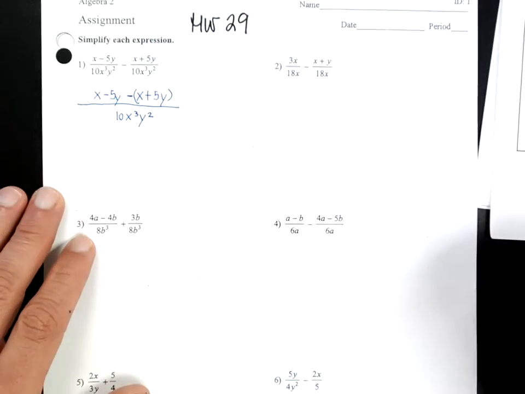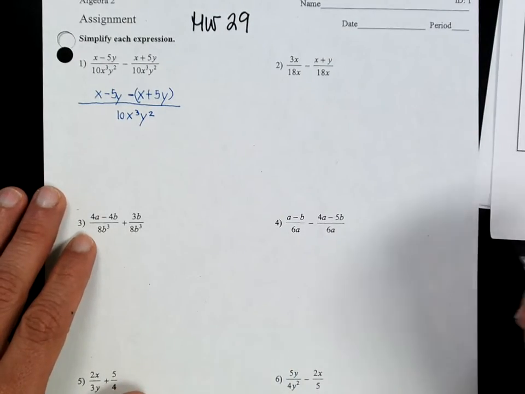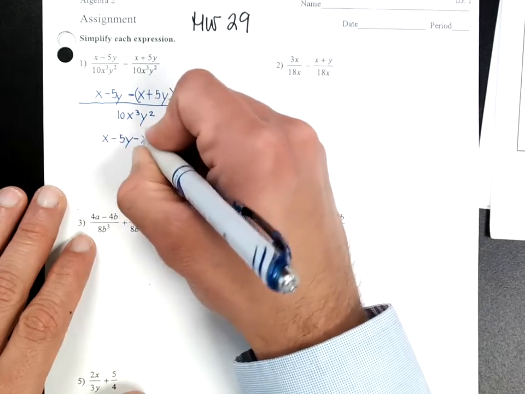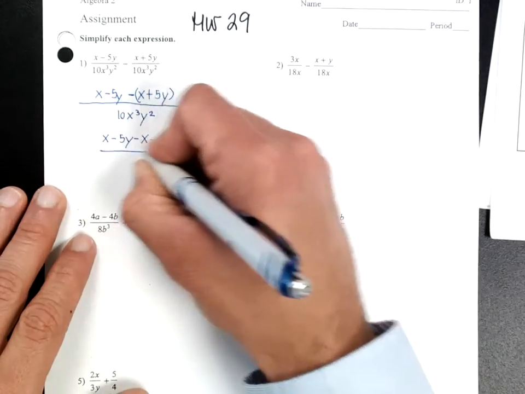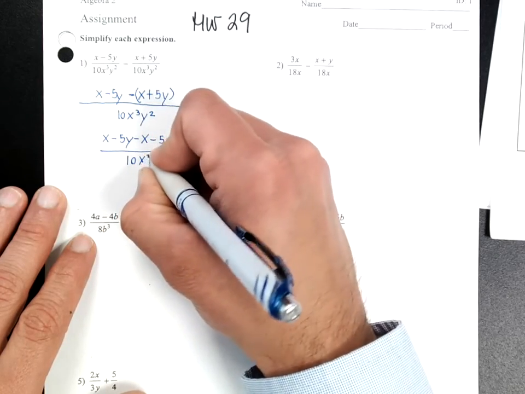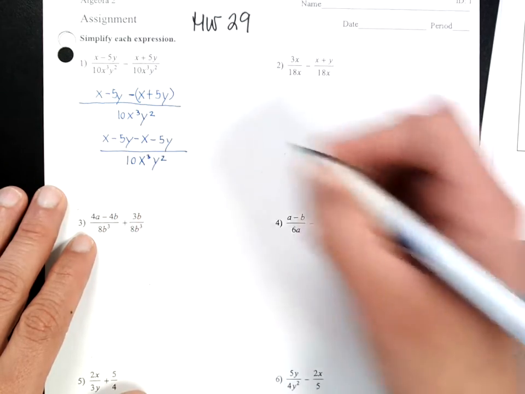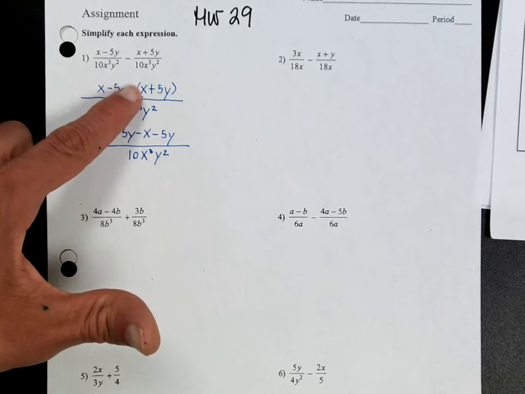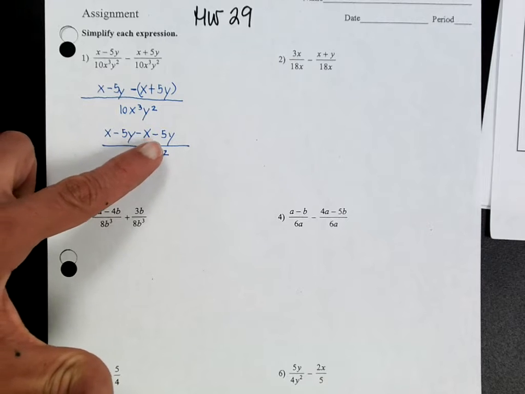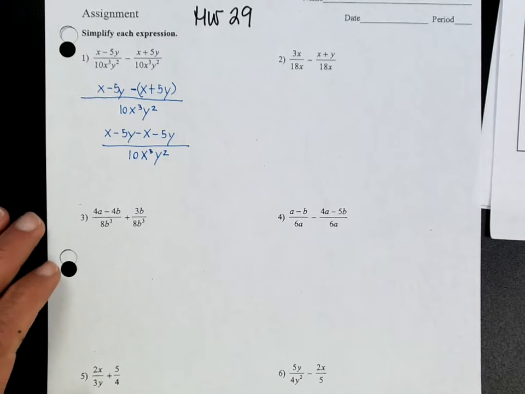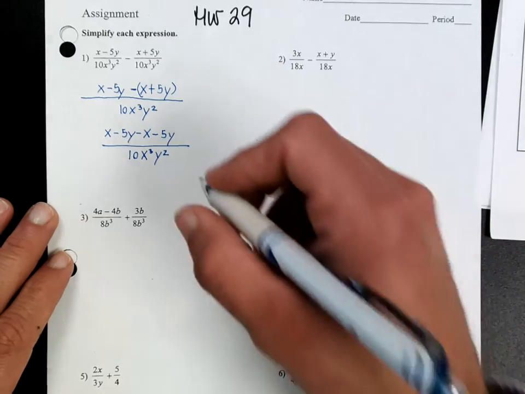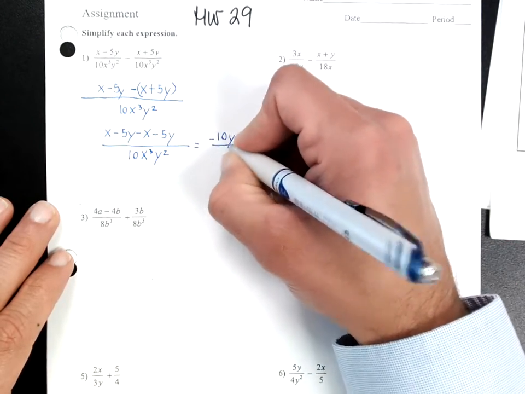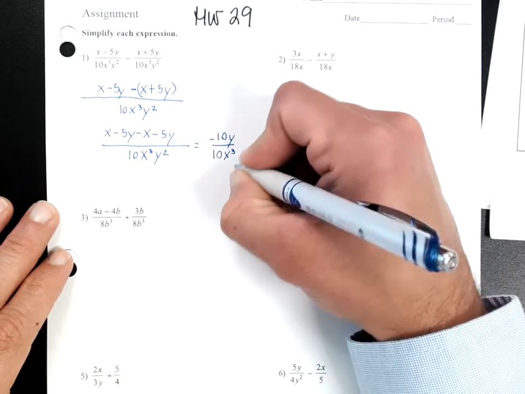We're going to add or subtract the numerator. Alright, so notice that this right here would be x minus 5y minus x minus 5y over 10x cubed y squared. Again, please notice that this minus sign made both the x and the 5y negative. Okay? So this is going to be negative 10y over 10x cubed y squared.